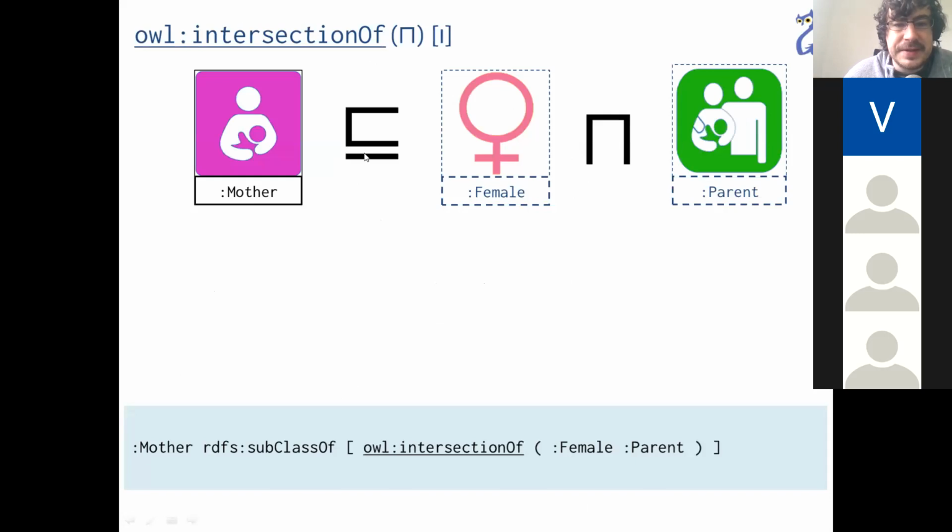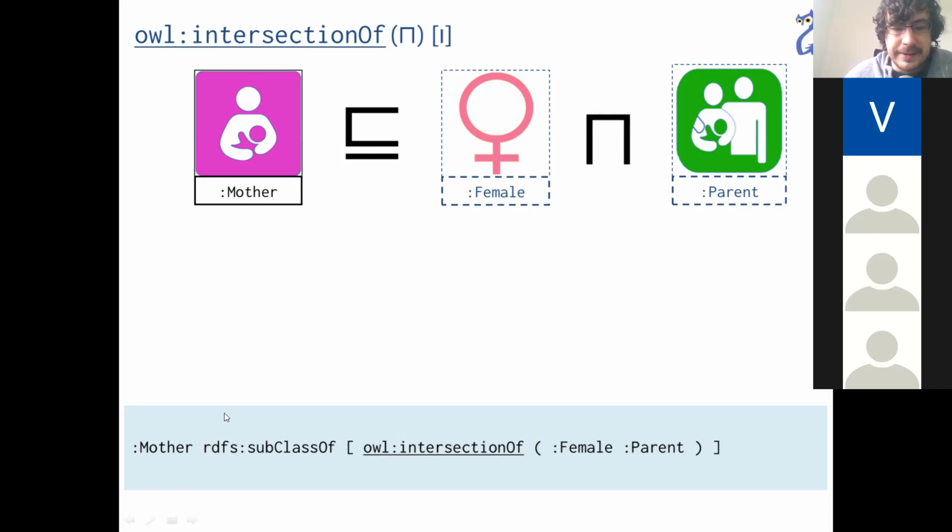So here, this is a symbol for subclass of, and this is a symbol for intersection of, much like sets, but we use the square one for classes, for description logics. So this states that mother is a subclass of a class that is the intersection of female and parent. So what we're doing here is defining a new class that's the intersection of two existing classes. So this is the class of resources, of instances, of individuals that are both female and parent.